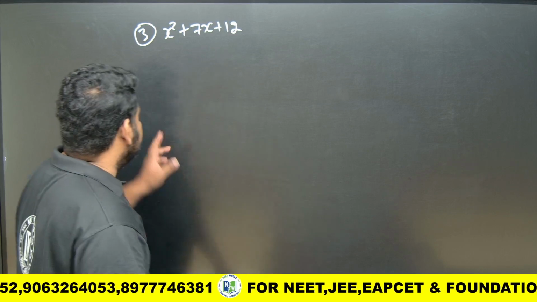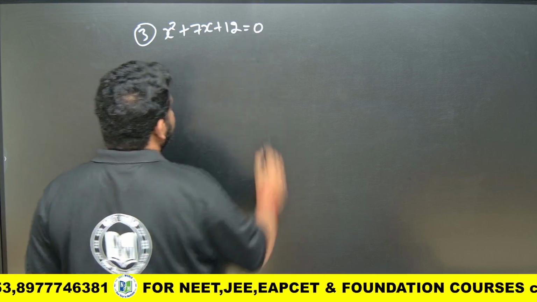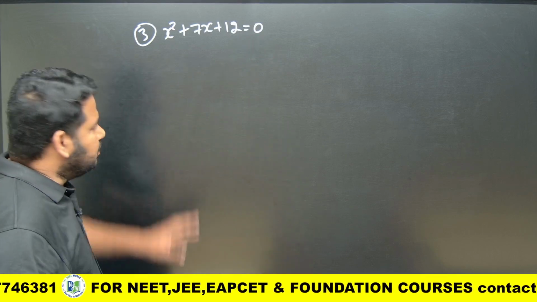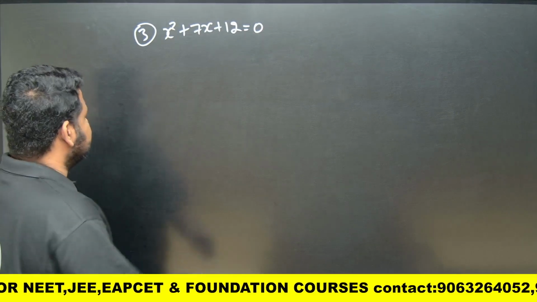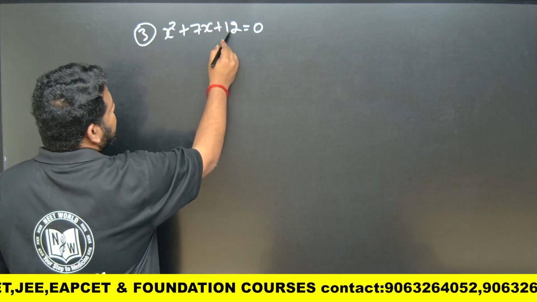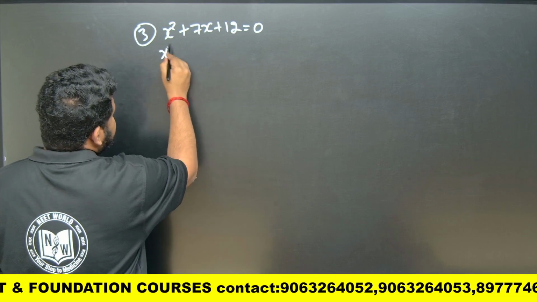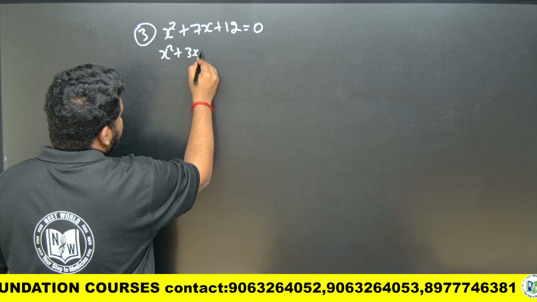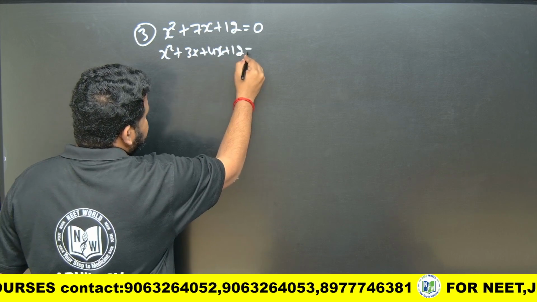Got it? Now x square plus 7x plus 12. So first step, what should I do? I should equate it to 0. Now I should solve this quadratic equation, that is, I have to find the zeros of this quadratic equation. The sum is 7x and the product is 12. So that is nothing but, 4 3s are 12. So I can write it as x square plus 3x plus 4x plus 12 is equal to 0.